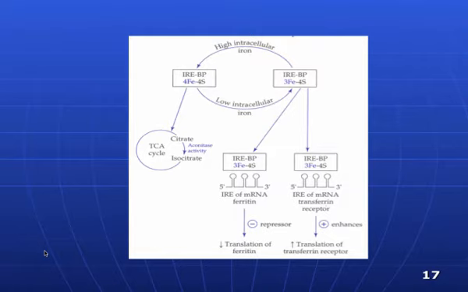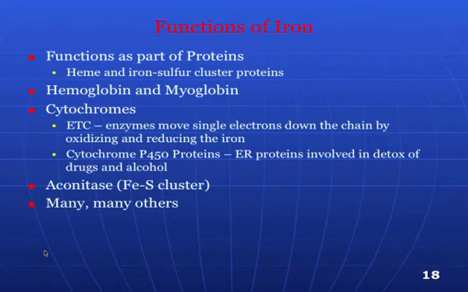Now this isn't specific enough because it doesn't show the location of the IREs. But overall it shows, in this case, in low iron we have decreased translation of ferritin. And in low iron we have increased translation of transferrin receptors. But you need to be able to tell me where the IREs are in each of those. Okay? So let's take a bigger picture look at the functions of iron.